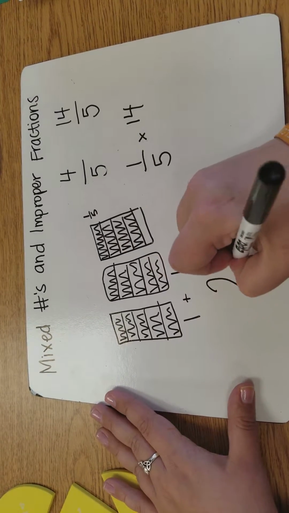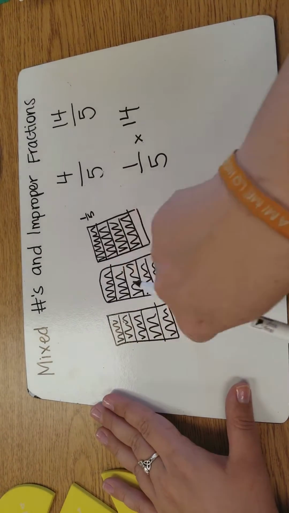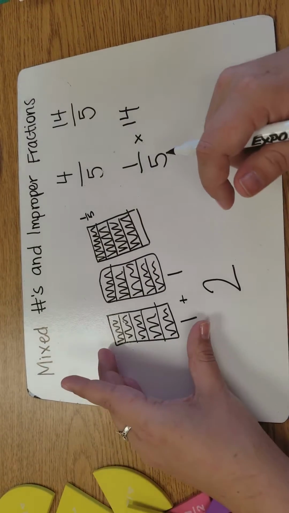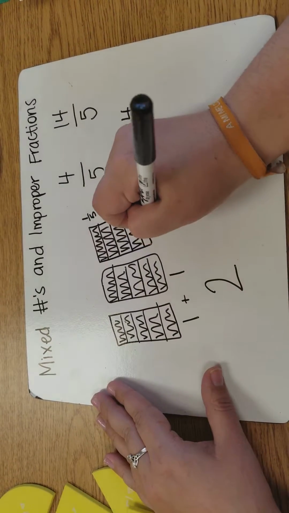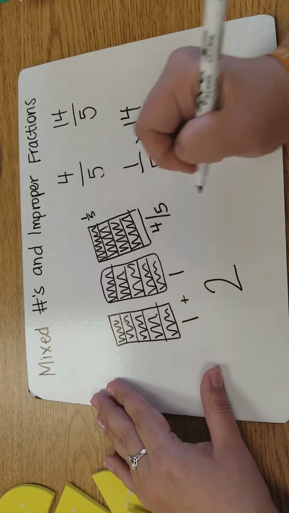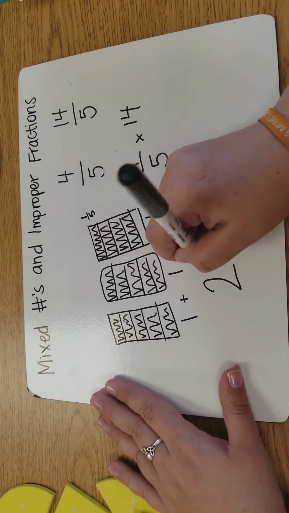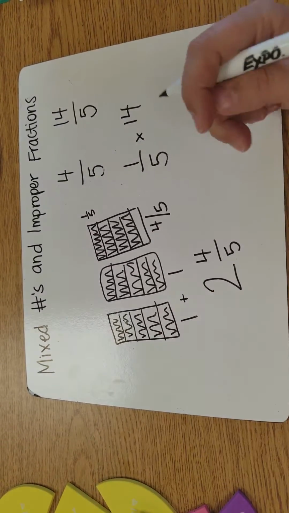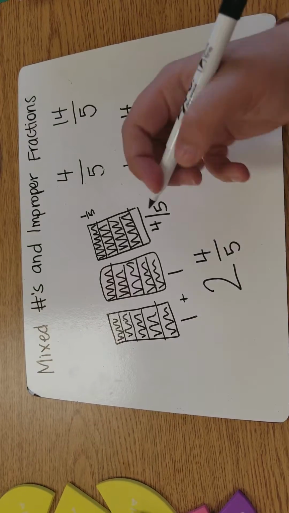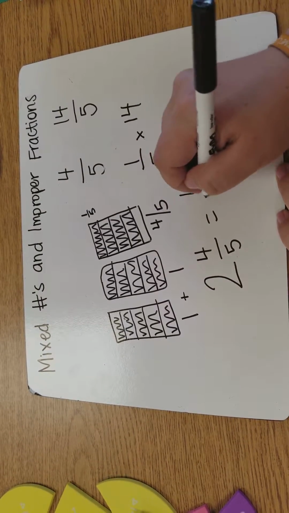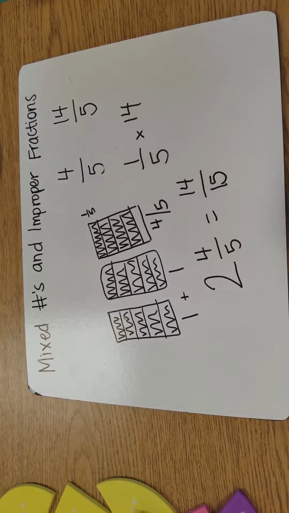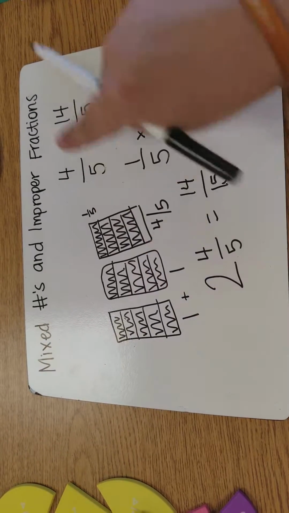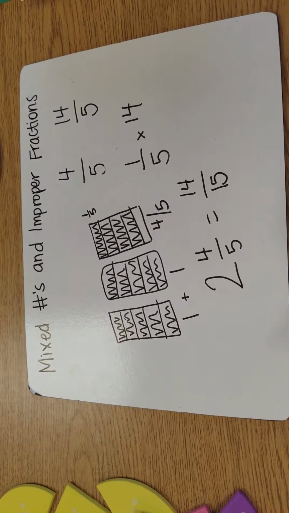So we have 1 whole plus 1 whole. So 1 plus 1 is 2. 2 is our whole number because we filled 2 whole sections. And then over here, our little fraction that's left is 4/5. So this drawing represents 2 and 4/5. So 2 and 4/5 is equal to 14/5. And that's how we can represent mixed numbers and improper fractions.